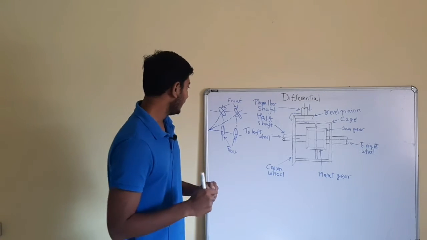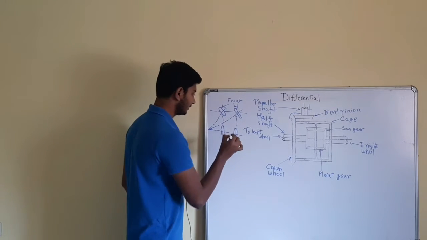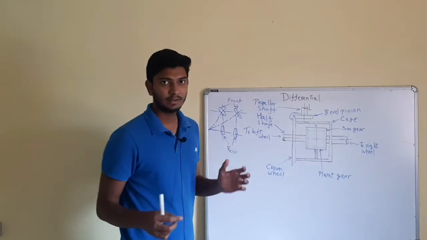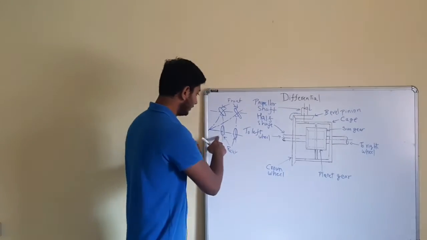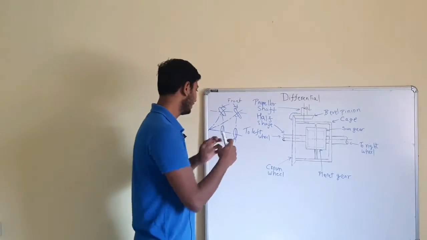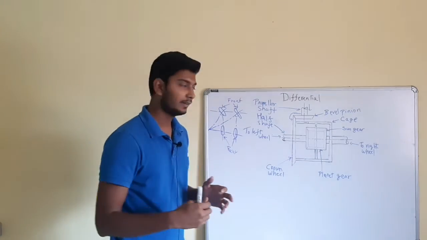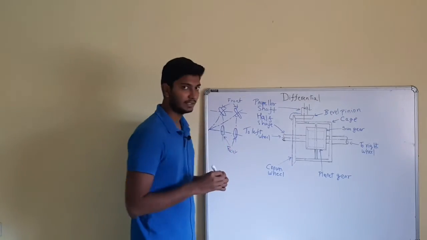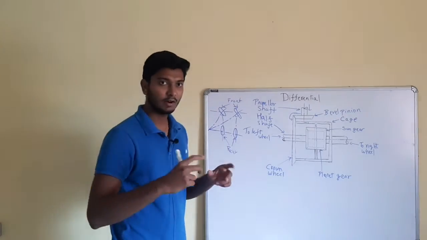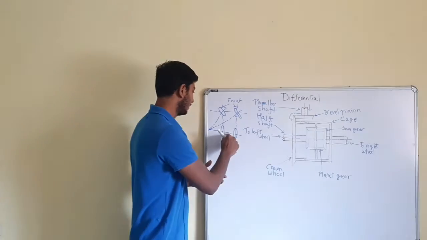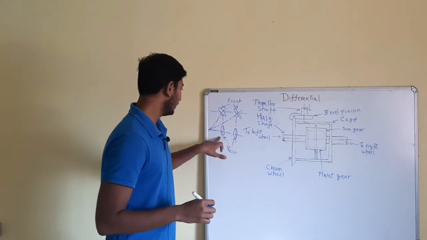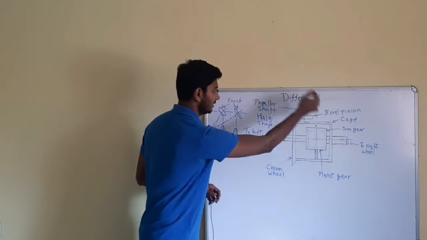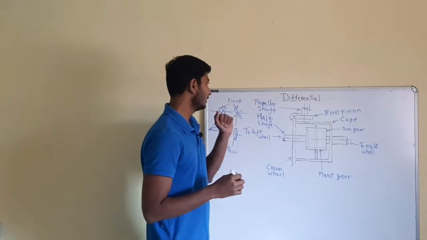Now what will happen if both these wheels are still running at the same speed and we turn left? Then the inner wheel should move at a lesser speed and the outer wheel should move with more speed. So if there is no differential, then both the wheels will rotate at the same speed, and then slip will occur. The left wheel or the inner wheel will slip. To prevent this, the mechanism of differential is used. Okay, so let us study about this.